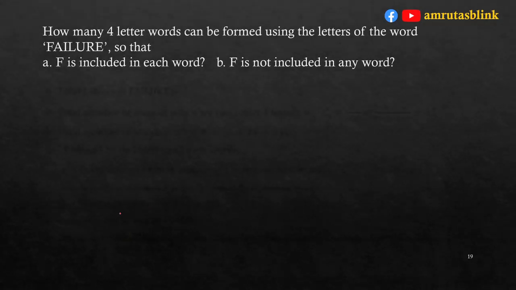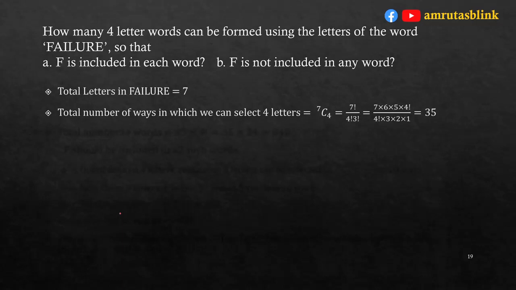Moving to next problem. How many 4-letter words can be formed using the letters of the word failure so that F is included in each word and F is not included in any word? Now in the word failure, how many letters are there total? There are total 7 letters.